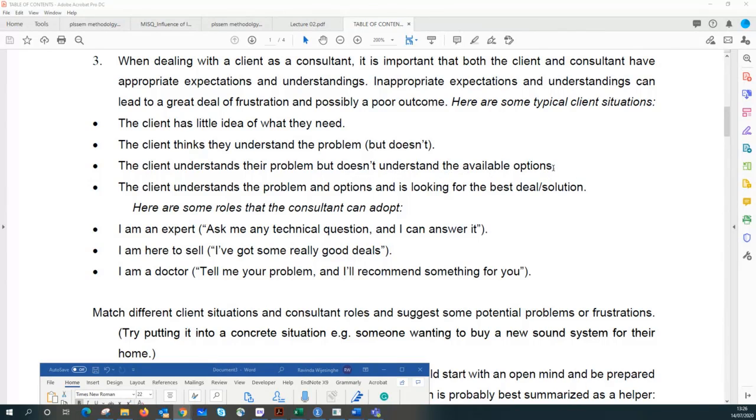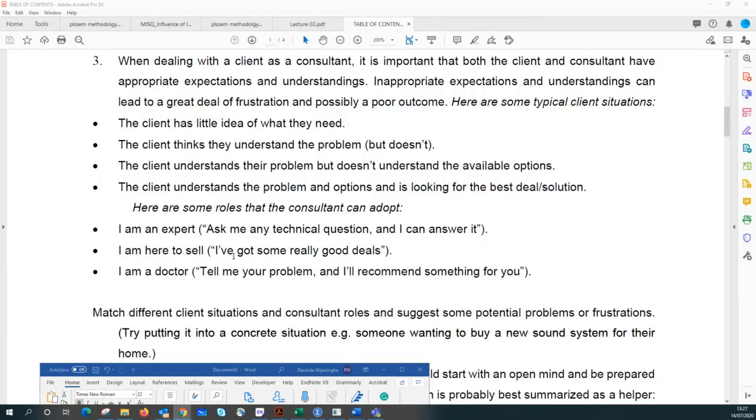Because in this case, there is a reasonable understanding of the problem by the client. Probably this role. So it depends, yeah. If you have more technical expertise in some area, you can give a solution. And then the last one, the client understands the problem and the options and is looking for the best deal or solution. In that case, of course, I can suggest the second one.